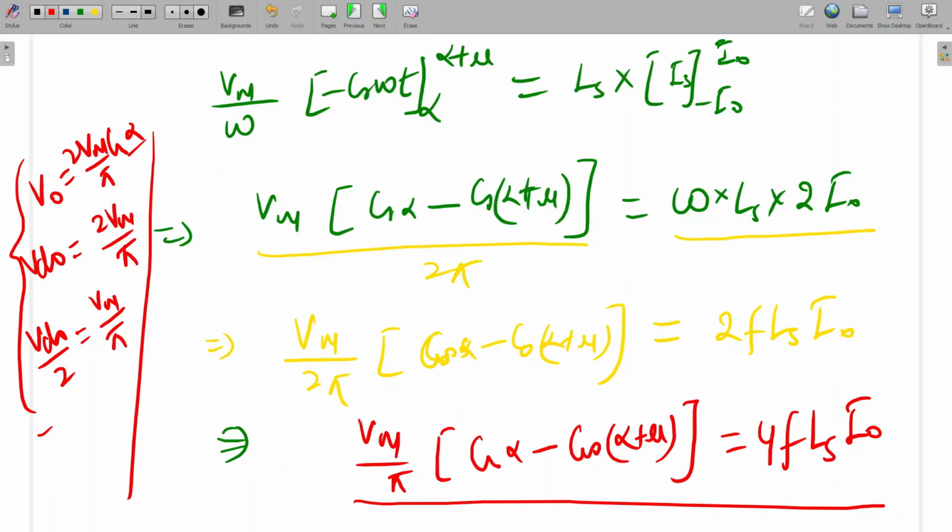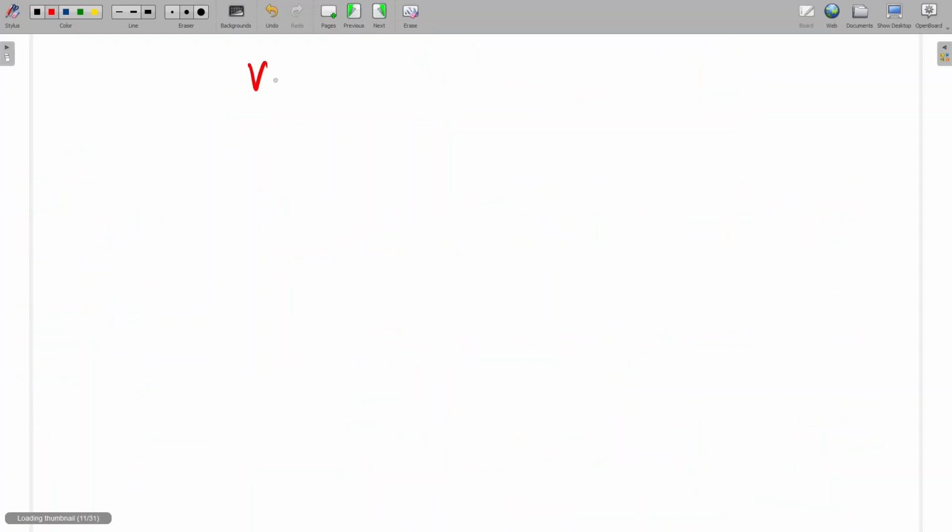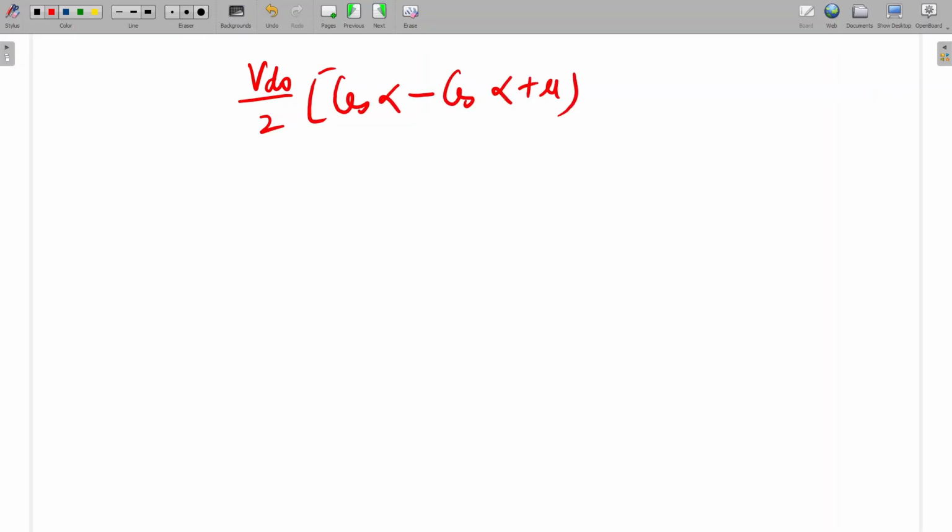See, what is this value? This value is V d0 by 2 for the single phase full converter. So we can write V d0 by 2 times cos alpha minus cos alpha plus mu, is equal to 4f Ls I naught. This is called delta V d0.